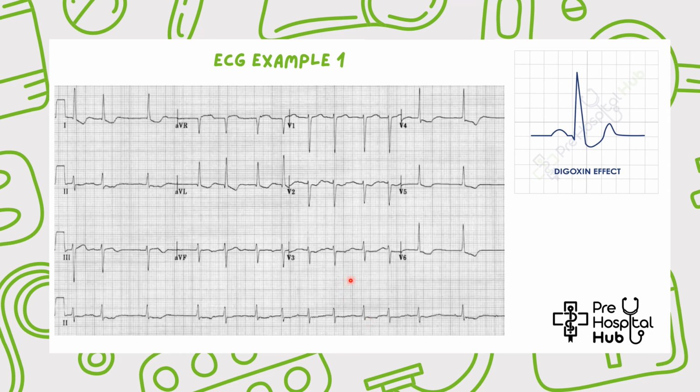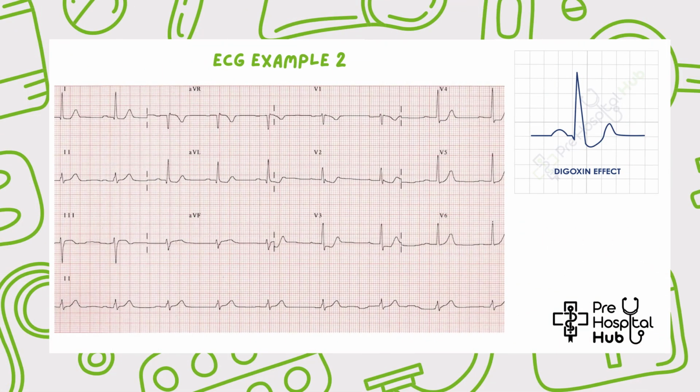There are distinctive downward scooped ST segments, most evident in lead 1. We've also got them in AVL slightly, and then V4 to V6. We've also got classic scooped ST segments, which look similar to the digoxin effect. So from this, we can probably suggest that this ECG shows AF and the digoxin effect.